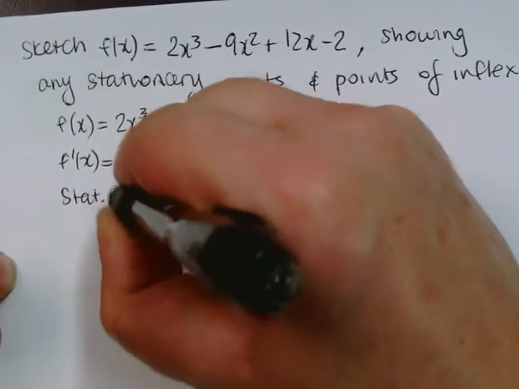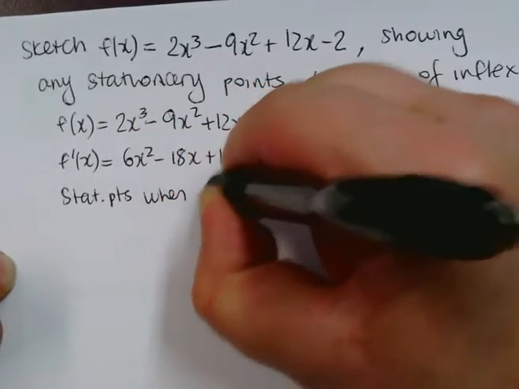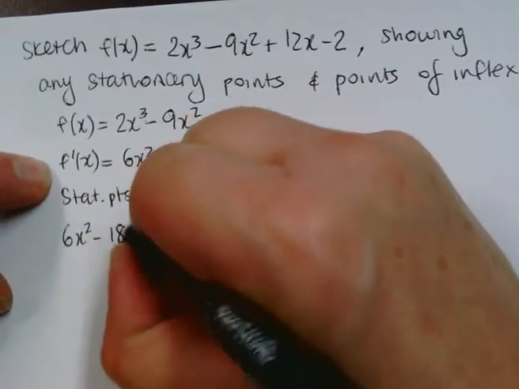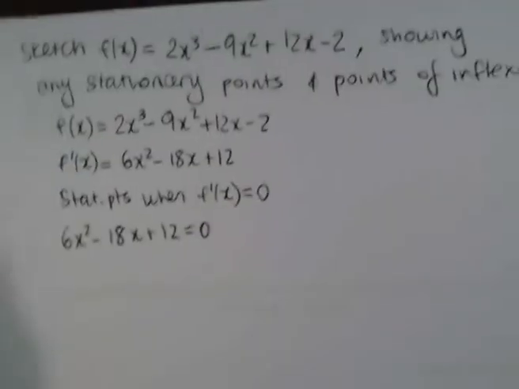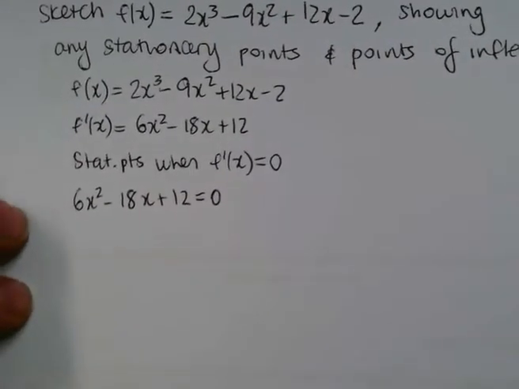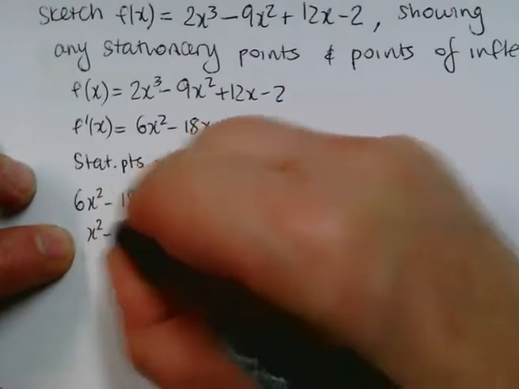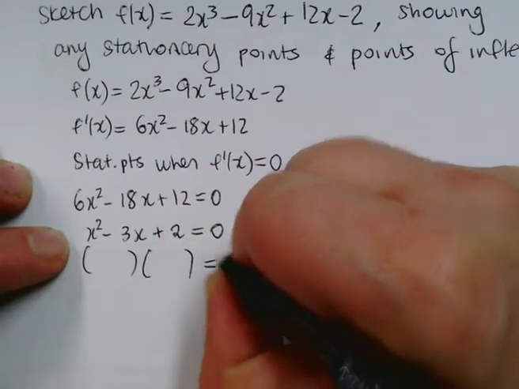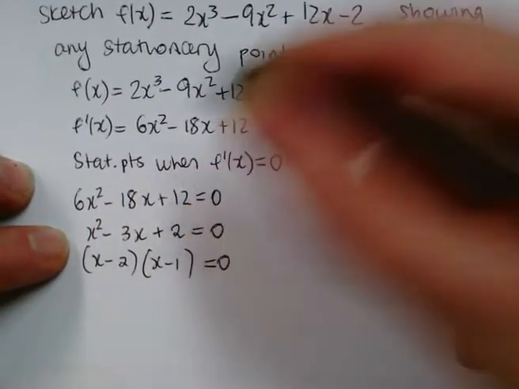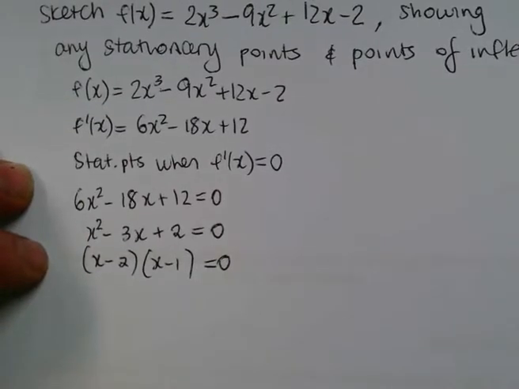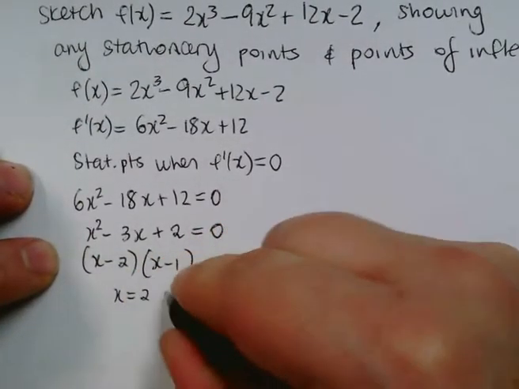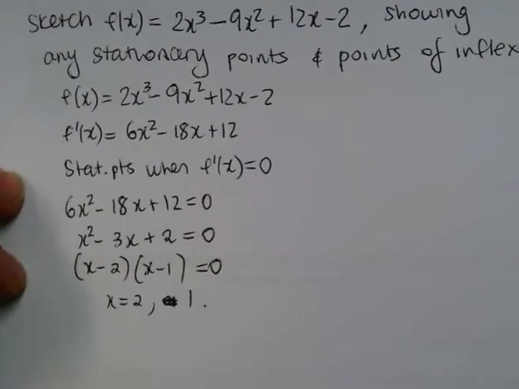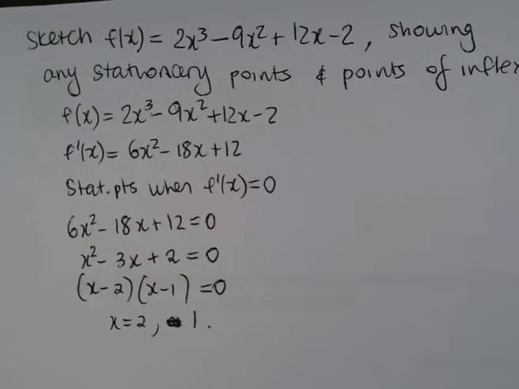Stationary points when f dashed x equals 0. So we put that equal to 0. So this is the same as what we were doing before. And we solve this. Now, what do you think? Divide by 6 first. Yep. Factorize. I think it's x minus 2, x minus 1. Oh, we were right. So therefore x is 2 and 1.